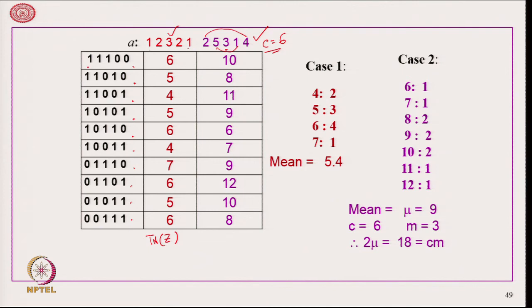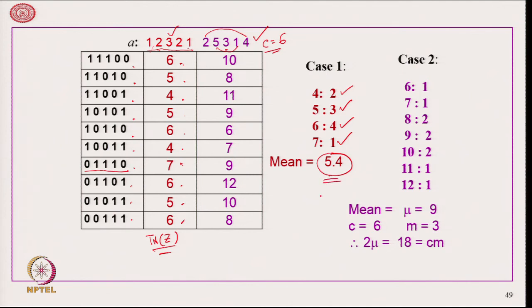For illustration, when it is 1, 1, 1, 0, 0, its dot product with 1, 2, 3, 2, 1 is going to be 1 plus 2 plus 3 is equal to 6. On the other hand, if I consider 0, 1, 1, 1, 0, then its dot product is going to be 2 plus 3 plus 2, therefore, this is going to be 7. Therefore, what is going to be the distribution of T n z? We can see that it takes the value of 4 2 times, 5 3 times, 6 4 times and 7 1 time, and the mean is coming out to be 5.4, because 6 plus 5 is 11, plus 4 is 15, plus 5 is 20, plus 6 is 26, 30, 37, 43, 48, plus 6 is equal to 54.